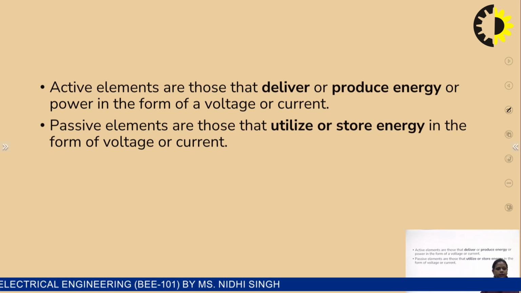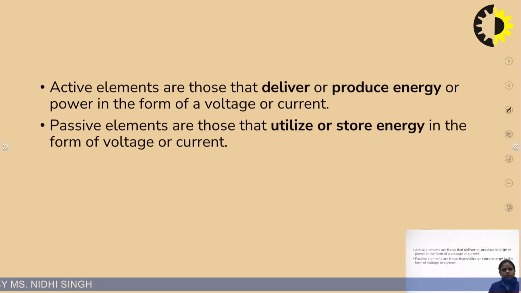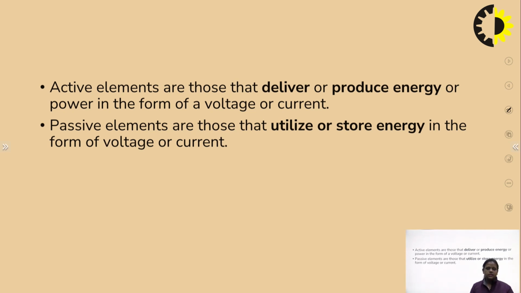Then passive elements are those that utilize or store energy in the form of voltage or current. Like the resistance, it uses or dissipates the energy, and the inductor or capacitor store the energy. So these are examples of passive elements. R, L, C are the examples of the passive elements.